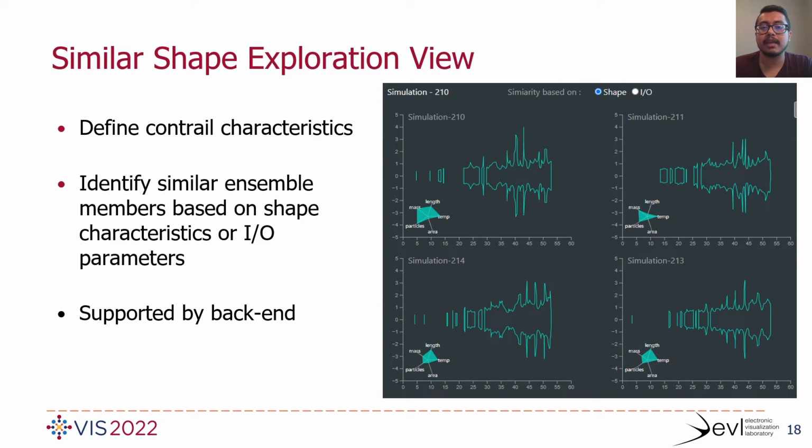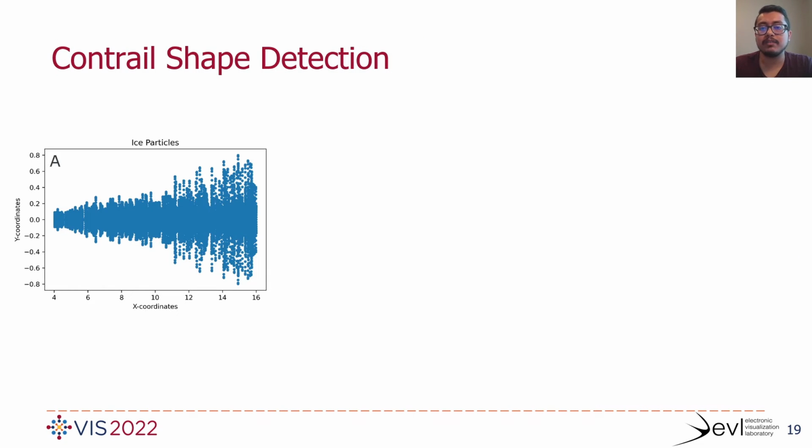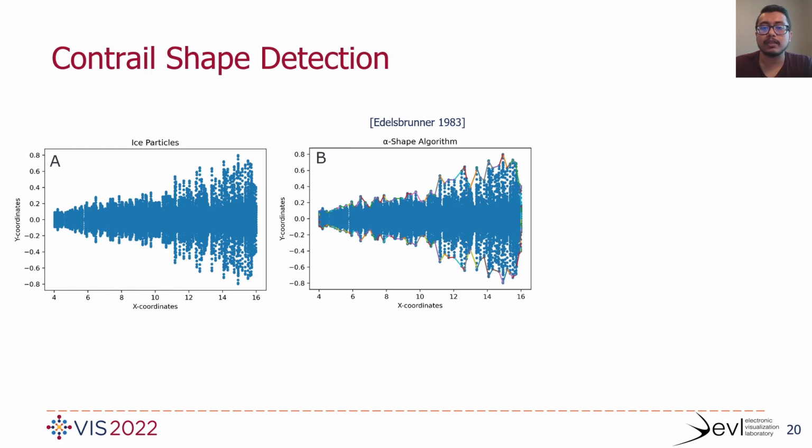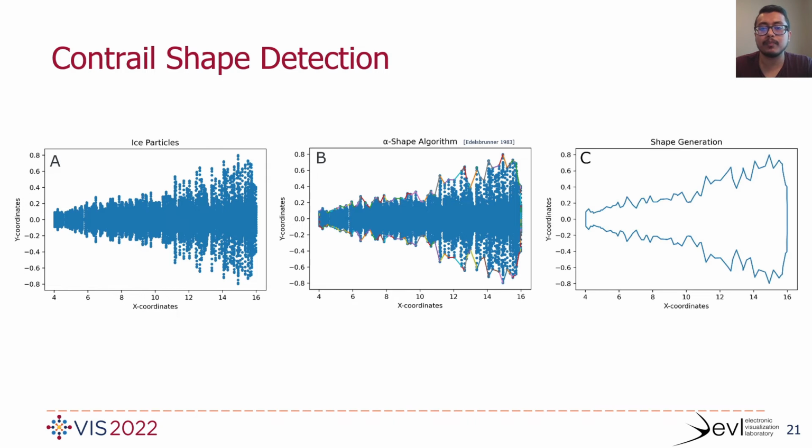It is supported by the backend as follows. For a specific time step of a simulation run, we consider the xy coordinates of the ice particles projected to 2D. For that time step, we then calculate the alpha shape using Edelsbrunner's algorithm. The alpha shape captures the boundary of the points. Last, we chronologically collect the alpha points to capture the shape of the contrail.